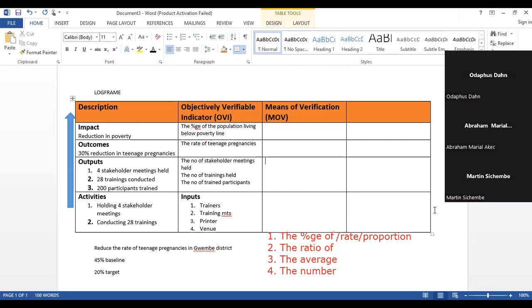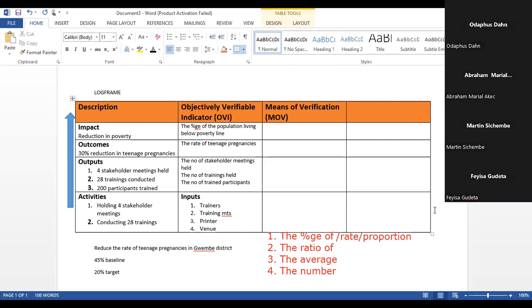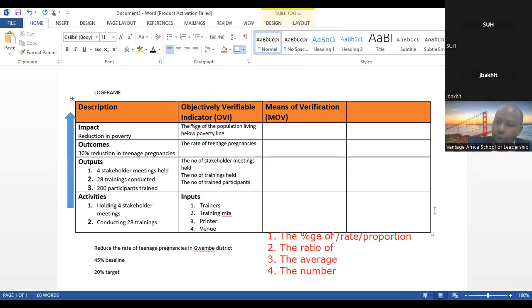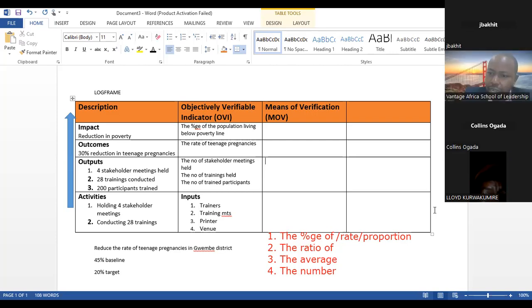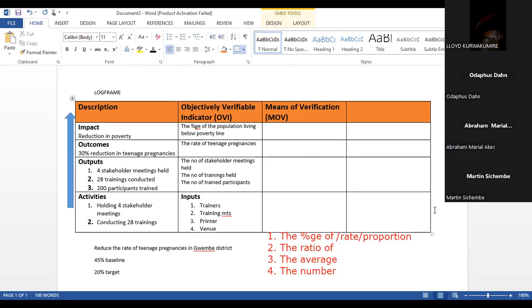Let's have someone assist Martin. What would we place on the table of the donor to show that we actually conducted those meetings? Can I try? Can I contribute? Collins Ogada. Then we go to, yes, Collins.